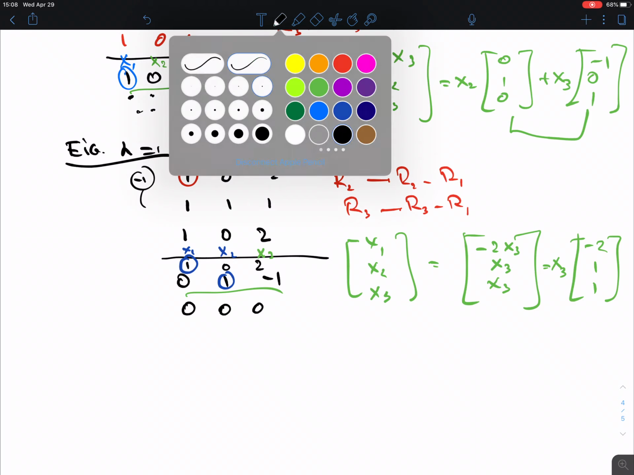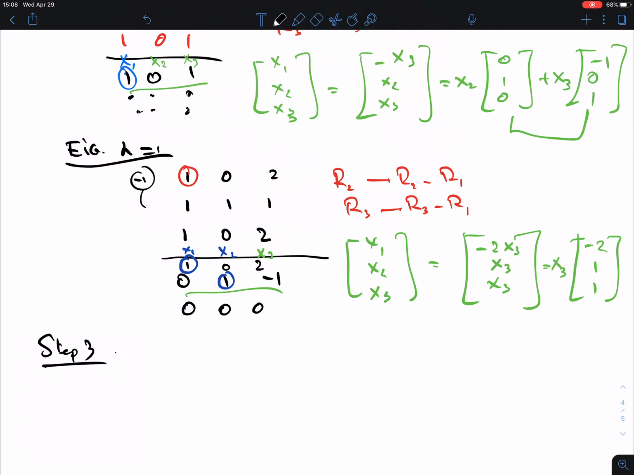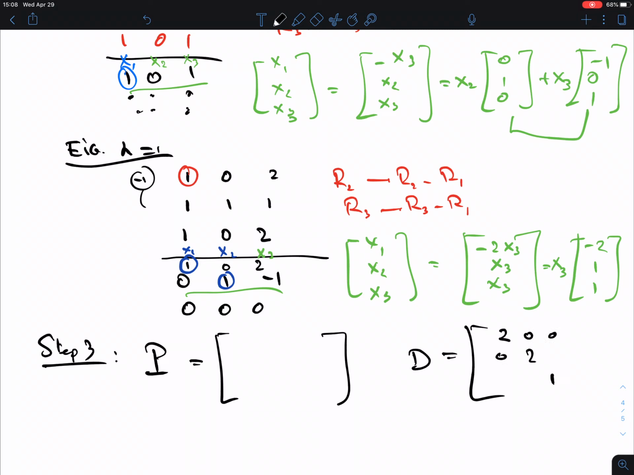Okay, so step 3, we know what P is, or we can determine what P is, and in the meantime we do D. We put the eigenvalue 2 first and then 1, so I'm going to keep that order. And then here come these two basis vectors, 0, 1, 0 and minus 1, 0, 1. I can do a different order. Let me do a different order, perhaps, just to show you that I can do this, because I think the previous time we solved the same question with the given order. So I'm going to do a different order.